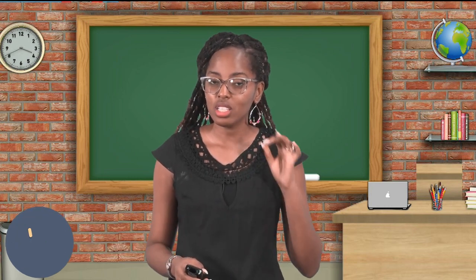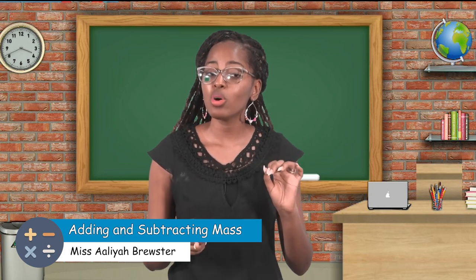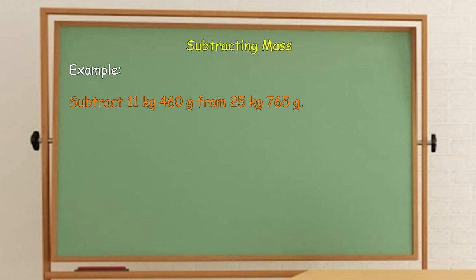Now let's move on to subtracting mass. Subtracting mass is quite similar to adding mass. The only difference is that we're subtracting, okay? So, of course, there are two methods here that we can use to subtract mass. We're going to first examine the method of conversion into grams. Therefore, we're going to work an example. We're asked to subtract 11 kilograms, 460 grams, from 25 kilograms, 765 grams.